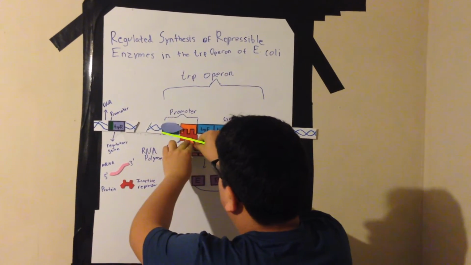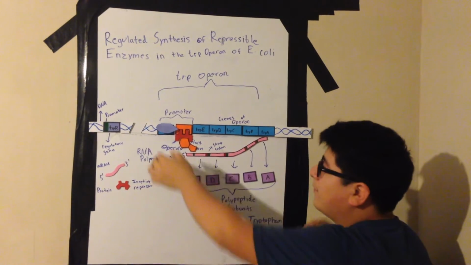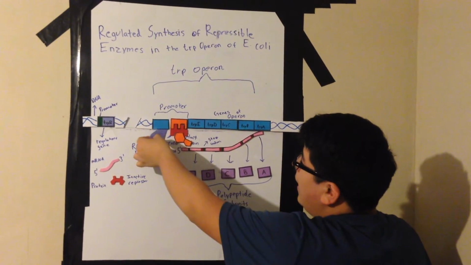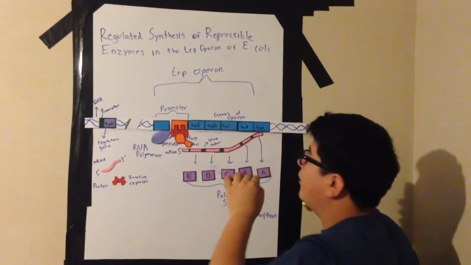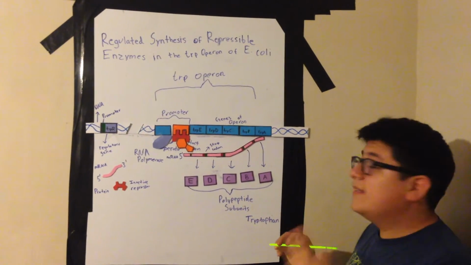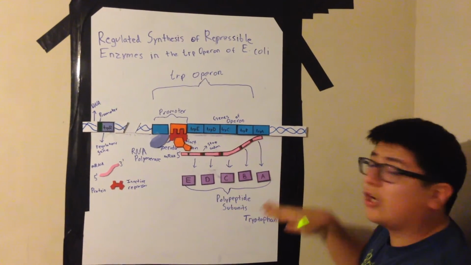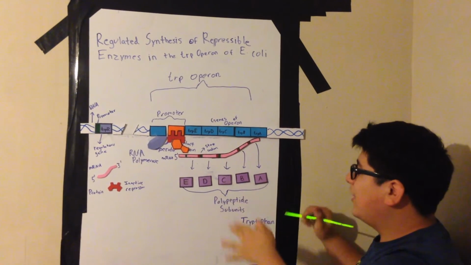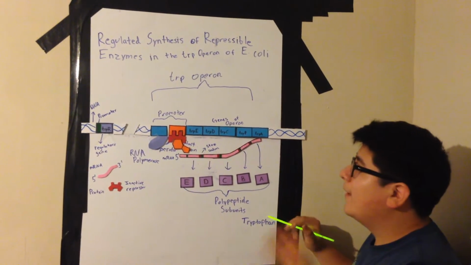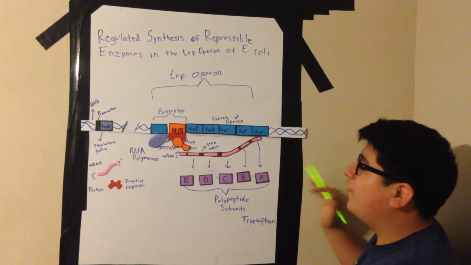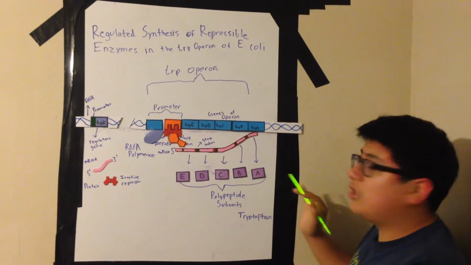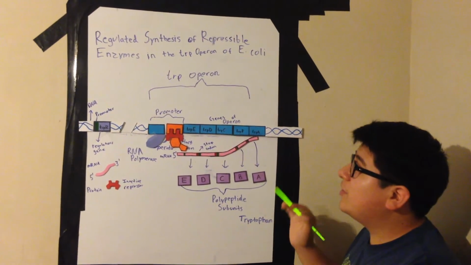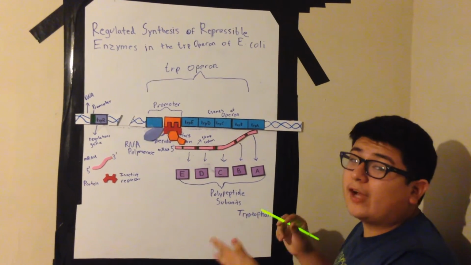Once it binds to the operator, it inhibits RNA polymerase from binding to the DNA, and it inhibits the production of RNA. So without the synthesis of RNA, these polypeptide subunits are not created, and tryptophan has just inhibited its own production. This is negative feedback, and this is an example of how gene expression can respond to changes in the cell's internal and external environment.